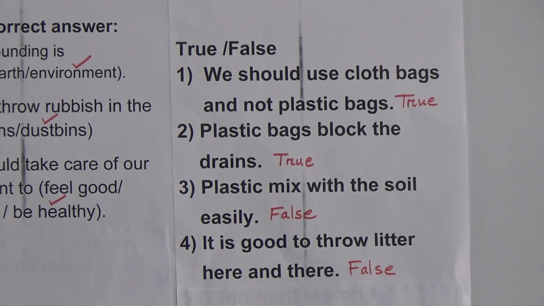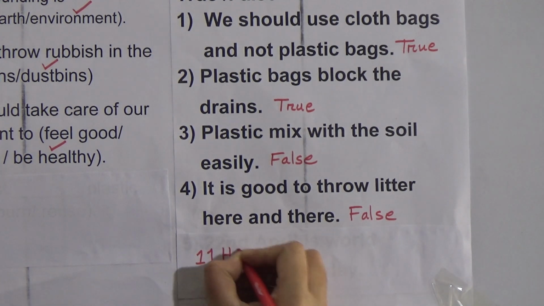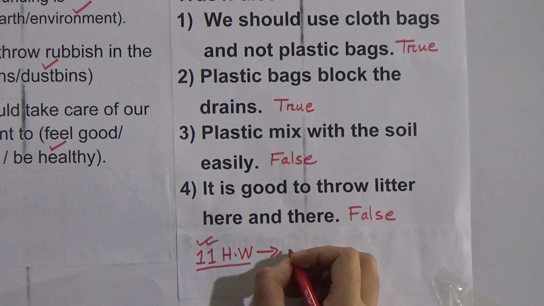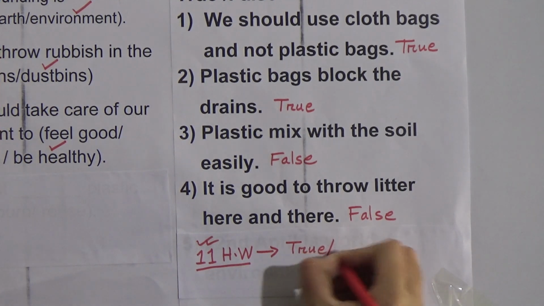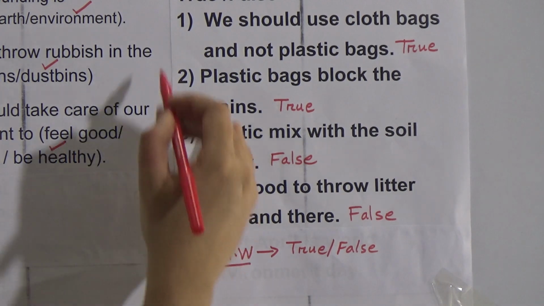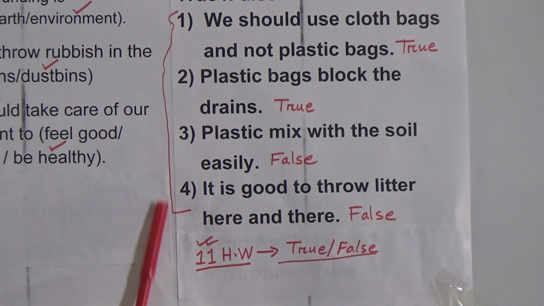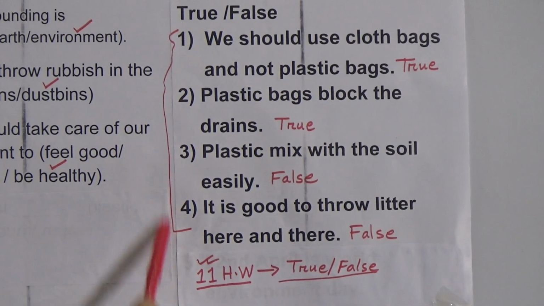So dear student, now I have finished my today's topic. Now I will give you SW. Our SW is number 11 SW. When you do your SW, please write down the SW number on your SW copy, and your SW will be this true false. Here are 4 true false, and this is your SW. I am repeating your SW. This is number 11 SW, and your SW will be this true false. At first write down the sentence and write whether it is true or false like this.